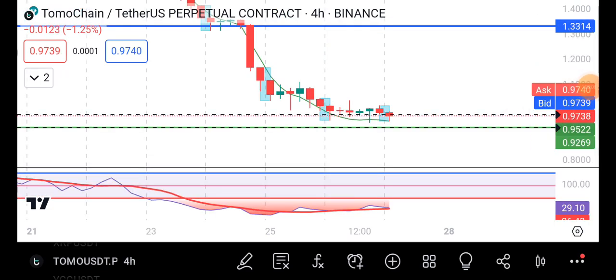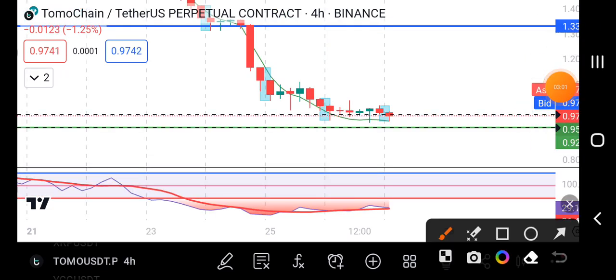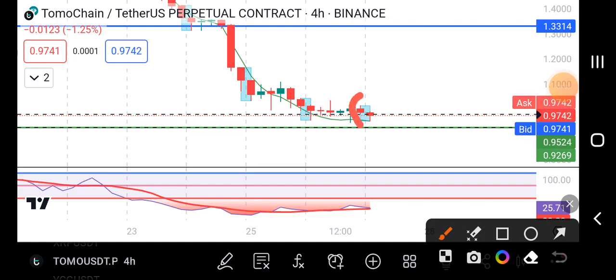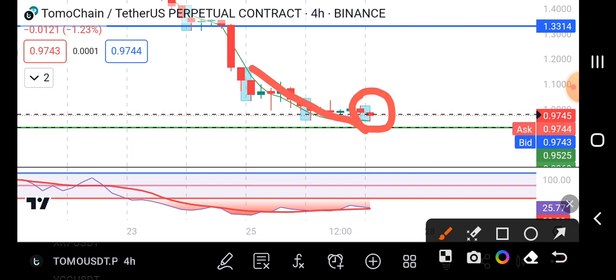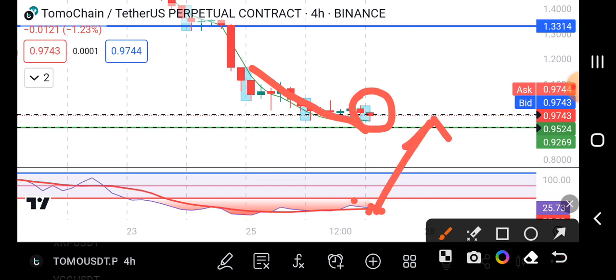All you need to do now is make sure this blue bar here touches this green line, or let your candle touch it, or let this blue line touch this red line here. Then from there, it either comes down a little bit and then moves up.